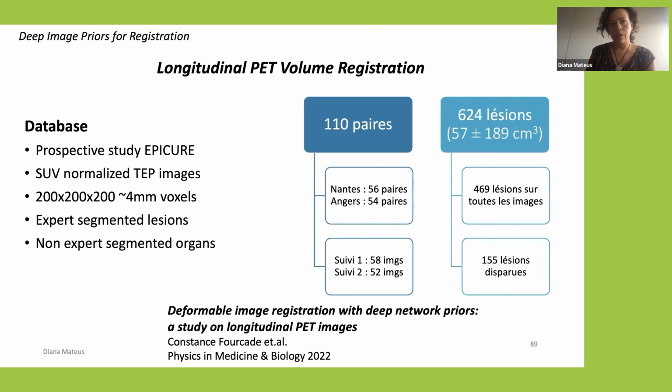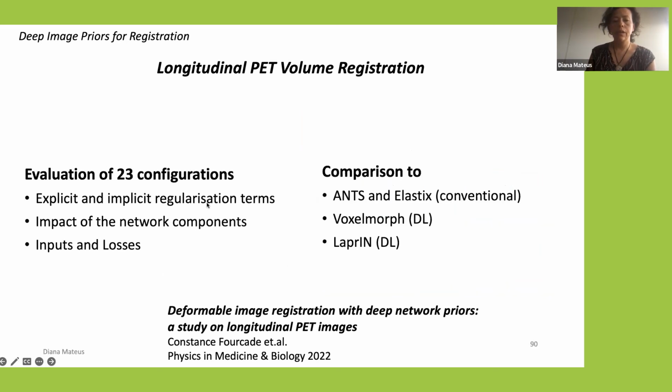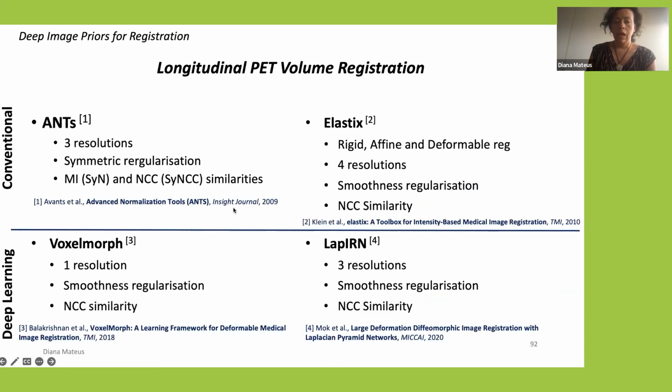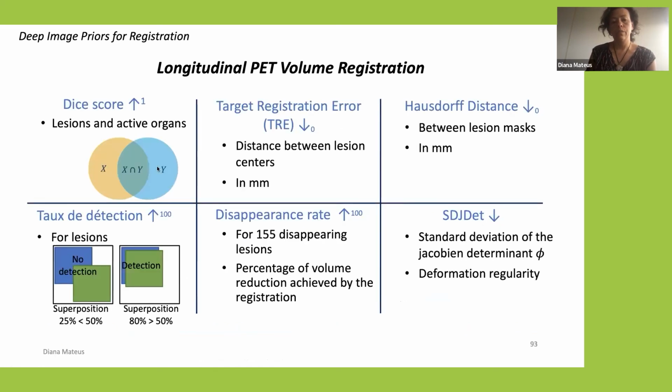So the type of evaluation we do is on these 110 pairs of images. And as you will see in the paper, if you're interested in this work, we have tested 23 configurations in which we really try to evaluate the impact of every network component. We evaluate different types of inputs, different types of losses, explicit and implicit regularization terms. And we compare to conventional and to deep learning methods. And we propose various metrics.